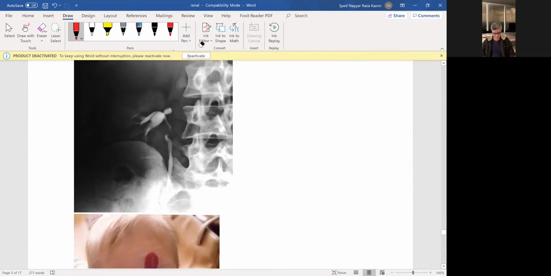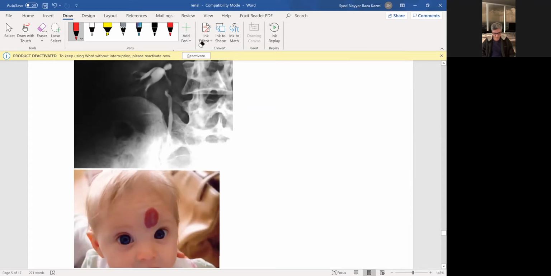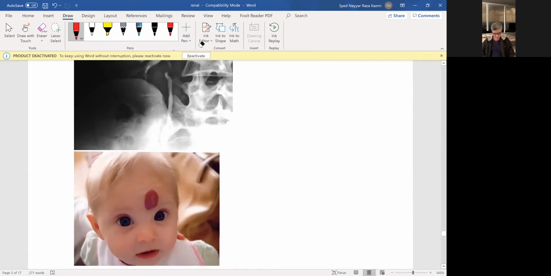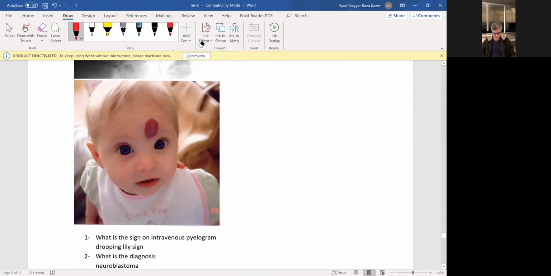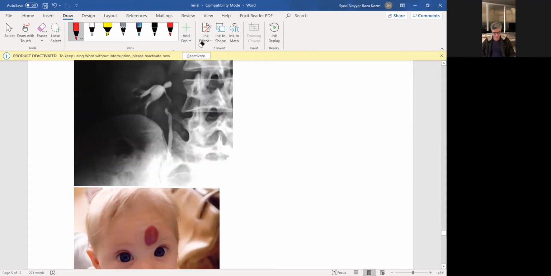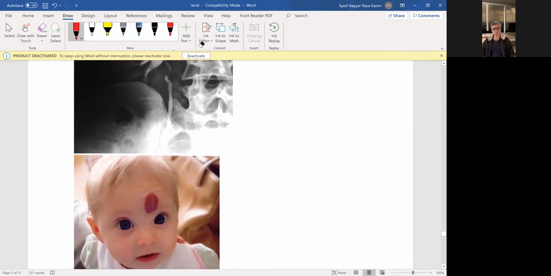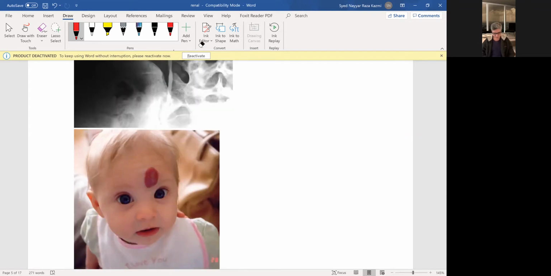So this is the lily sign, which is seen in many different problems. Here you can see a child with strawberry hemangioma. Together, a lily sign on an intravenous pyelography with the strawberry hemangioma, you should think of neuroblastoma. Neuroblastoma is basically a tumor of the sympathetic nervous chain, and it can happen anywhere. It can arise from the neck down to the chest, down to the abdominal cavity. Most of the time it occurs in the adrenal glands, but it can also occur in the chest cavity.